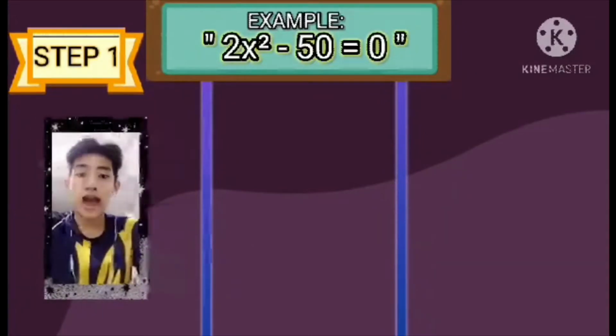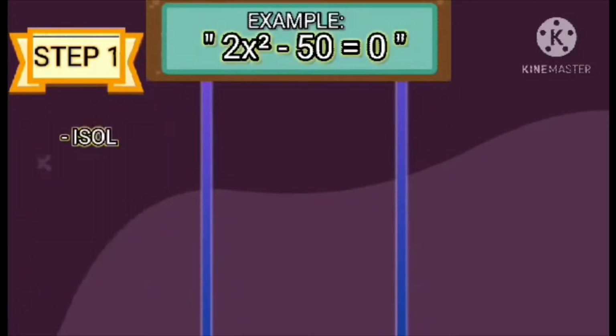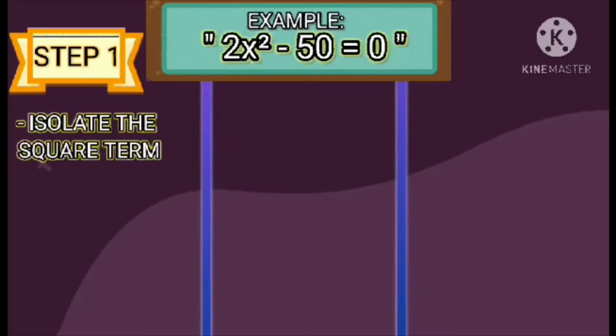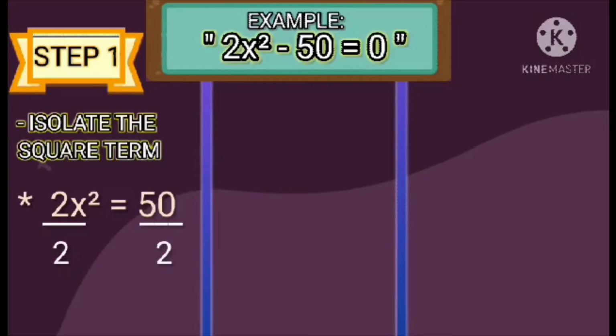Step 1. Isolate the square term. So, we need to isolate or leave 2x squared behind, then do the transposing method. Therefore, transpose the negative 50 to the other side, it will become positive 50. Now, we actually need to get rid of the coefficient, so divide 2 by both sides. 2x squared divided by 2 is x squared, and 50 divided by 2 is 25. Now, it will come up as x squared equals 25.